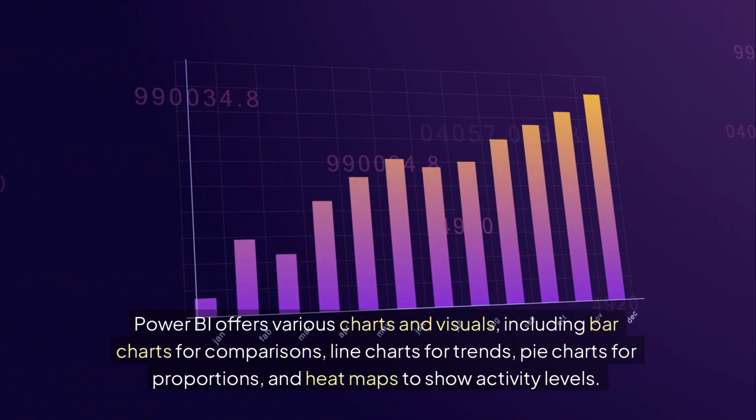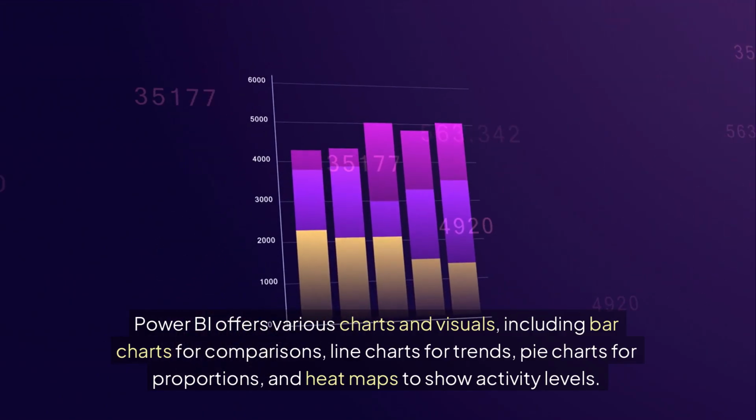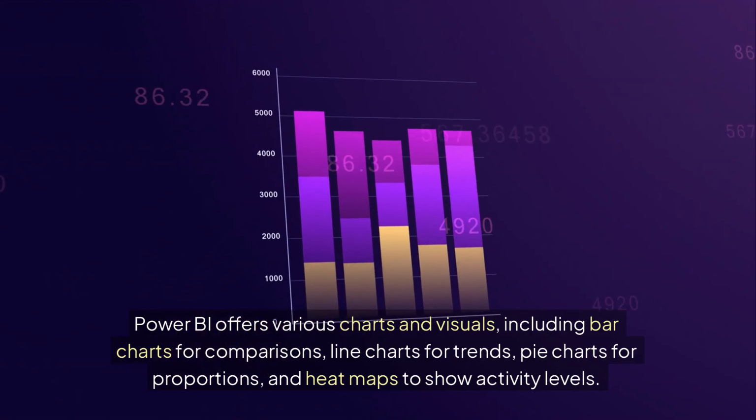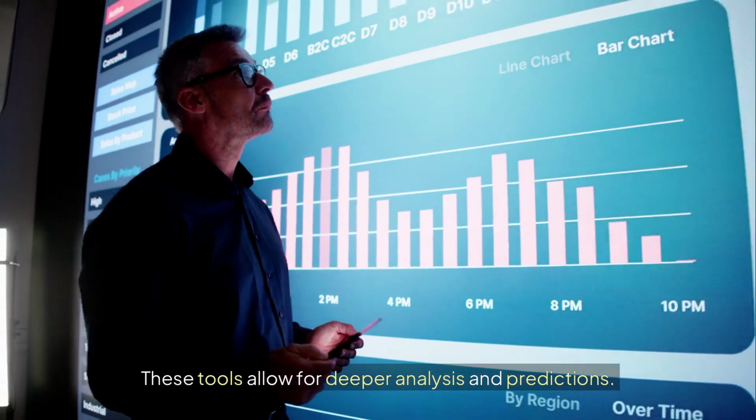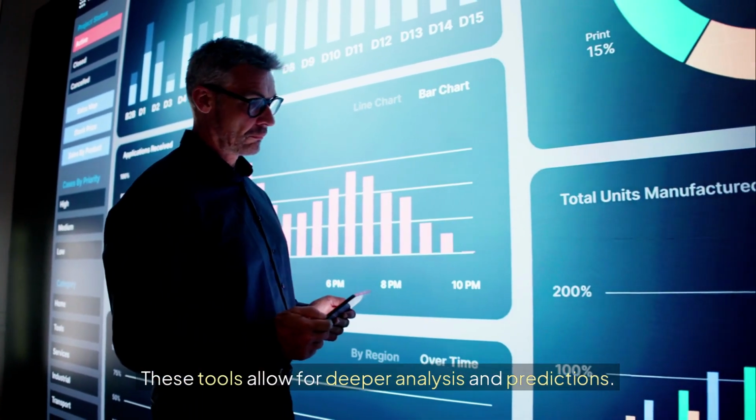Power BI offers various charts and visuals, including bar charts for comparisons, line charts for trends, pie charts for proportions, and heat maps to show activity levels. These tools allow for deeper analysis and predictions.